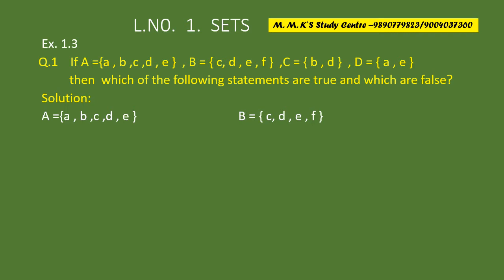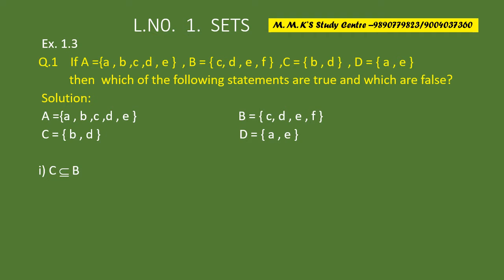Now we'll see the first question. Our first question is C is a subset of B. It means all the elements which are present in C should be present in B. So check: C is having B and D, but in B, D is there but B is missing. So C is a subset of B is a false statement because B is not there in set B.